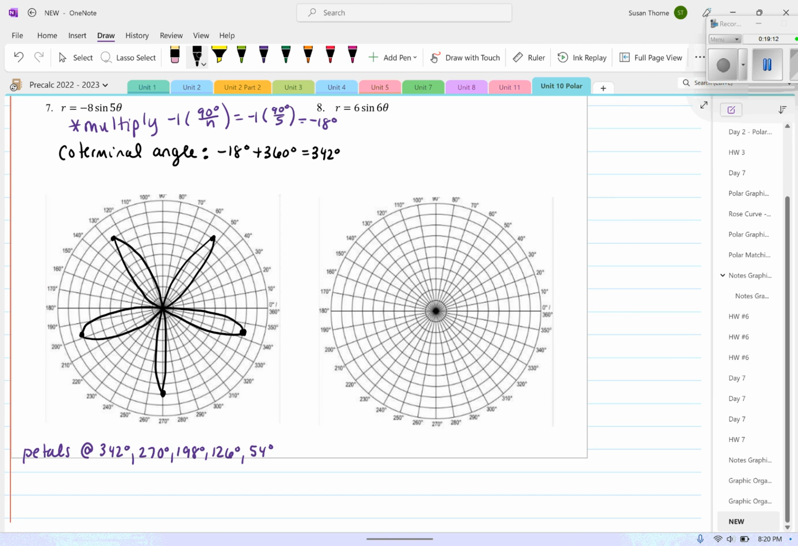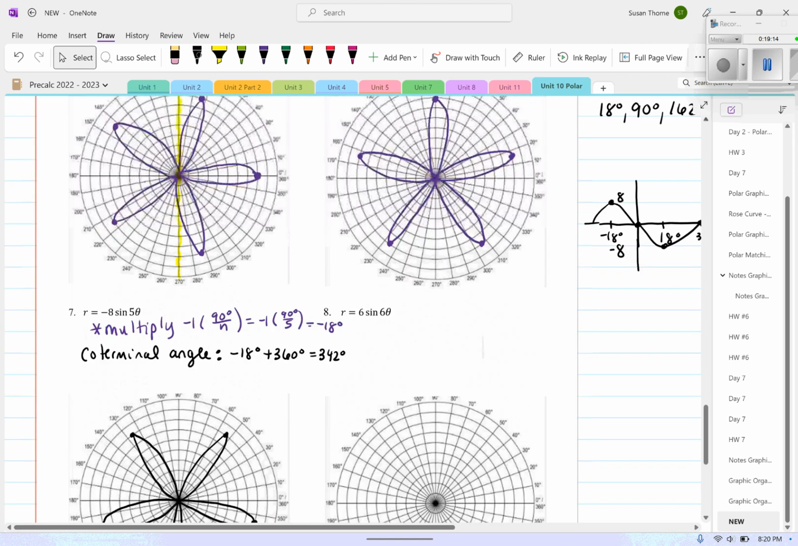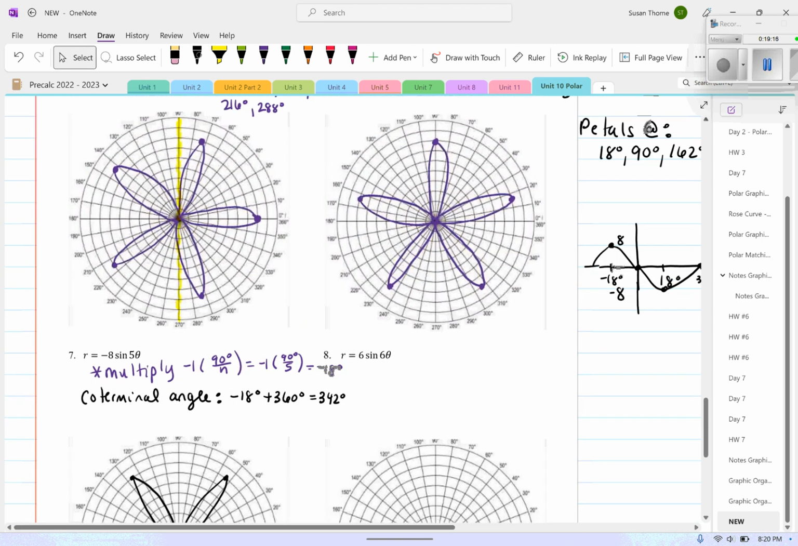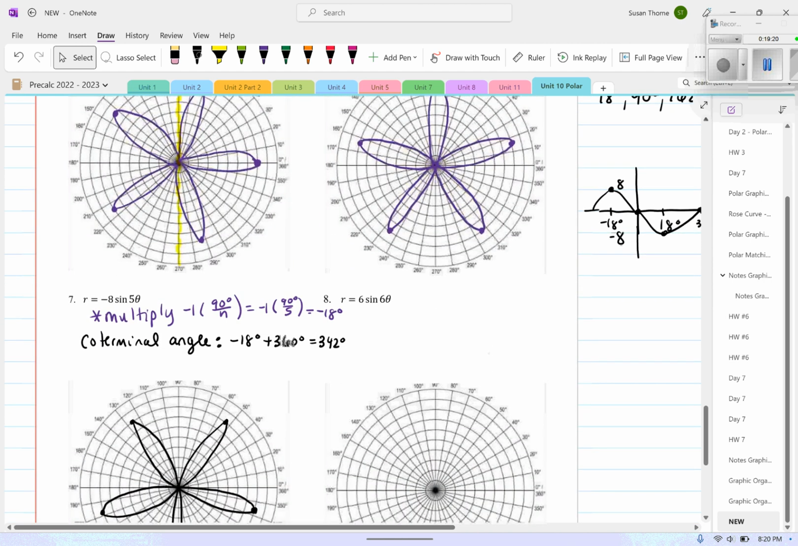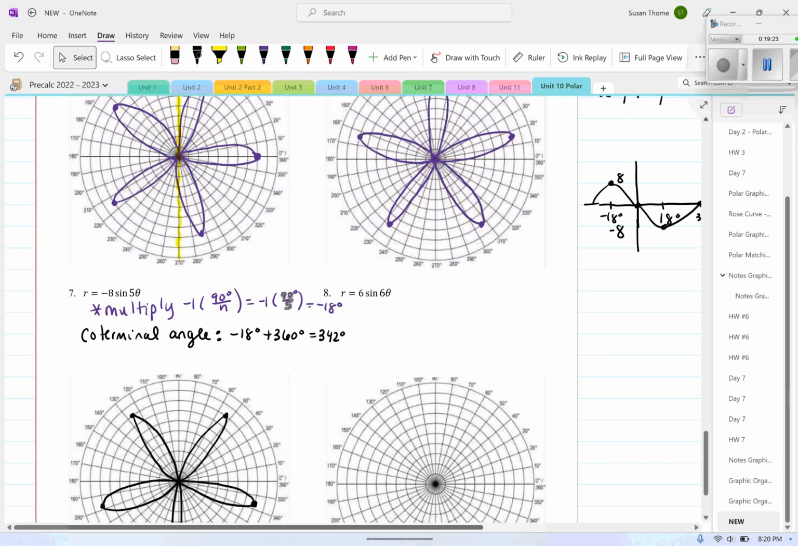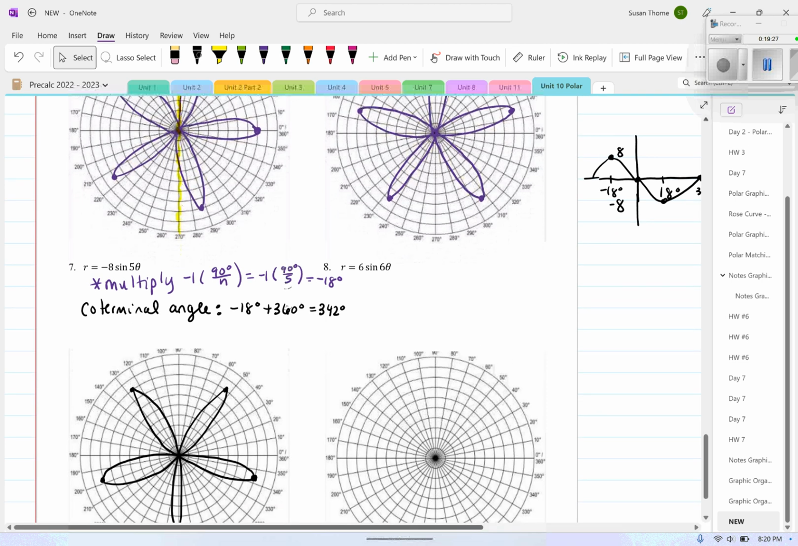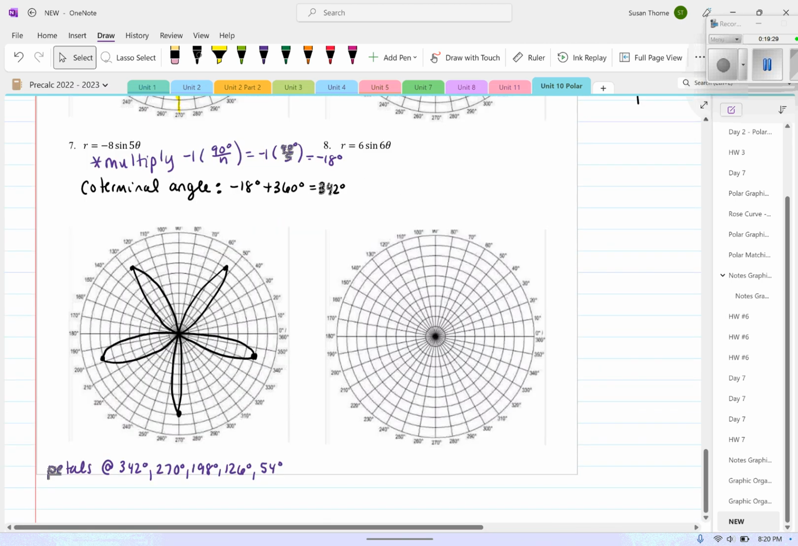And if we look at the one we did a minute ago, notice again, it reflects in this case across the polar axis. But that's not true for all these graphs. Sometimes it looks the same, depends on if n is even or odd and how you're going to start. But that would be negative, r equals -8 sine 5 theta.